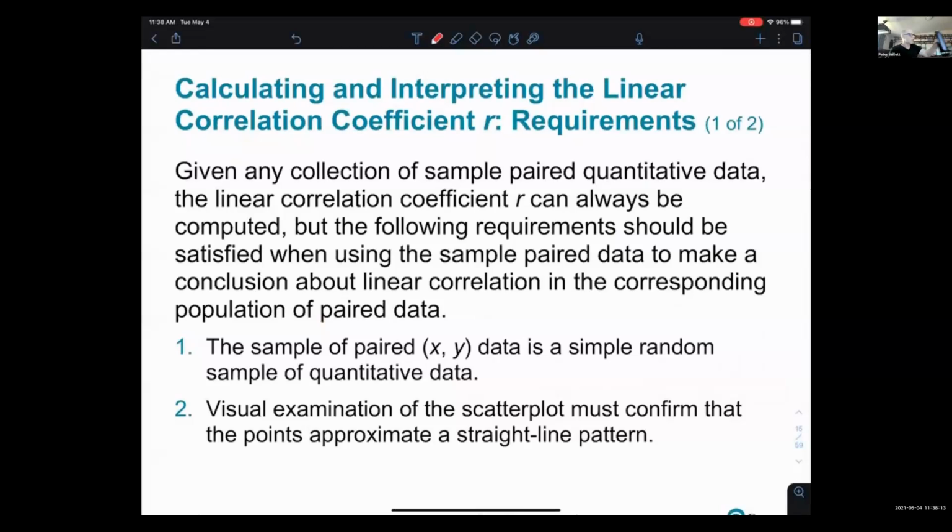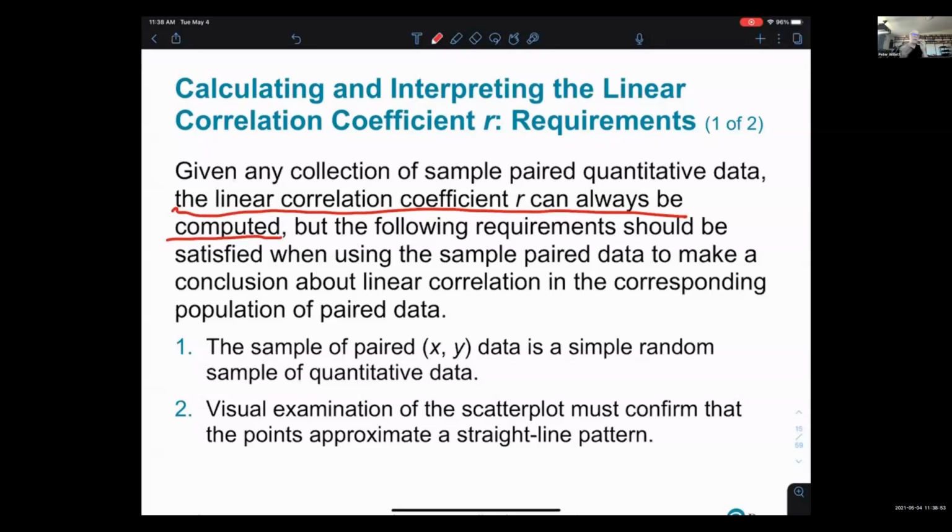So as usual, we have some requirements we need to meet in order for the calculations that we do to be valid. Given any collection of sample paired quantitative data, each of the data needs to be quantitative numerical so we can plot on a graph. The linear correlation coefficient R can always be computed, and this is important. The linear correlation coefficient R can always be computed. Given any set of data values with numerical data in these pairs, we can always calculate an R. That doesn't mean there's a linear correlation.